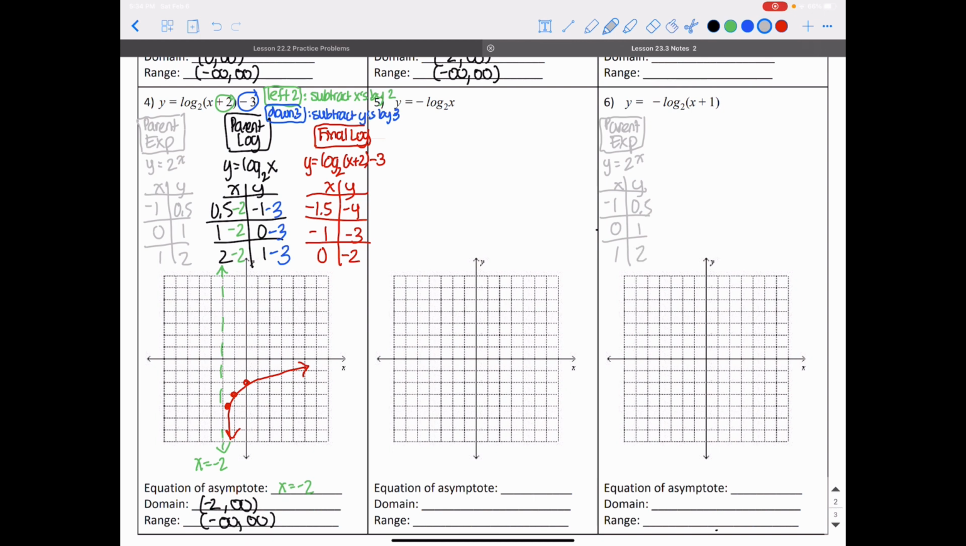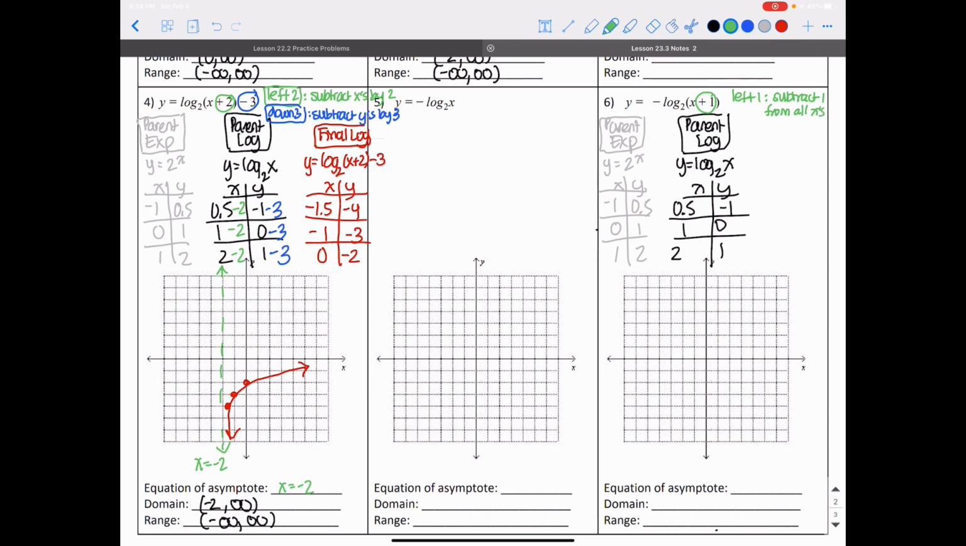My parent log is the same as well. Parent log is y is equal to log base 2 of x. That's 0.5 and -1, 1 and 0, and 2 and 1. And I know the 2 transformations I see are this +1 tells me I'm moving to the left 1, which affects my x's. I'm subtracting from all my x's, subtract 1 from all x's.